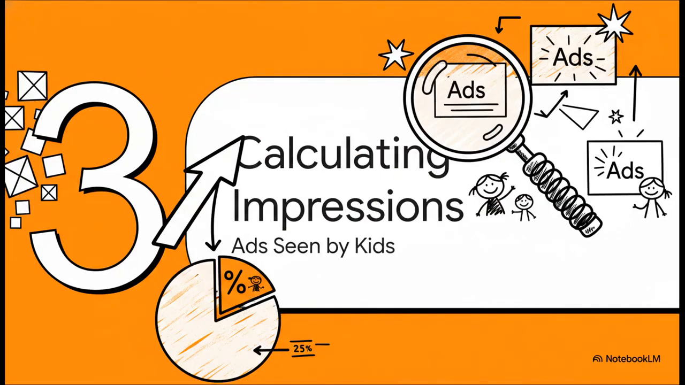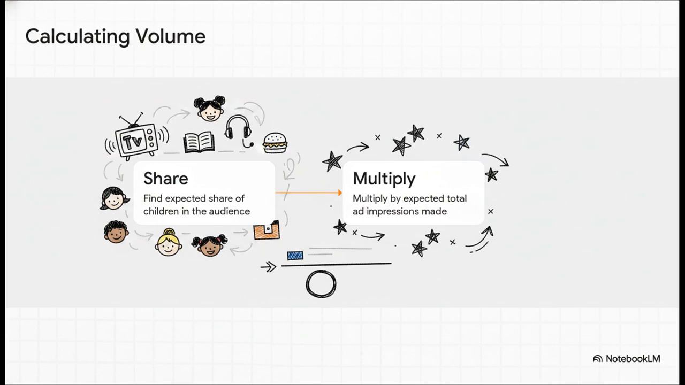Okay, Section 3, calculating impressions on children. Let's get into the actual math. So how do we actually find the numerator for our first percentage? Well, you take the expected share of children in your audience, whether they're watching, listening, or clicking, at the exact time of your media buy. You multiply that by your total expected impressions. It's a fairly straightforward formula, but make no mistake, it demands really rigorous point-of-purchase audience data to get right.